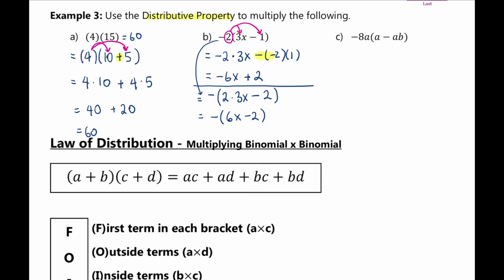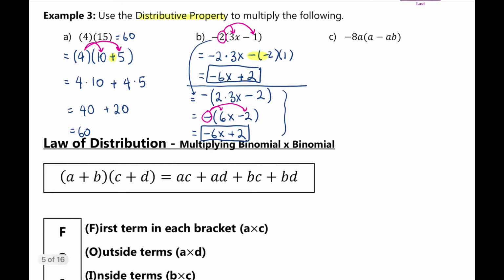And then what you're going to do is apply this negative into each term again. Then we'll get -6x, and then we'll get negative times negative, which is positive 2. So you can see that either method works, but the second method uses distributive property twice. Let's take a look at part C. So I'm just going to multiply the entire first term into the bracket. We get -8a times a. Keep the operation minus -8a times ab.